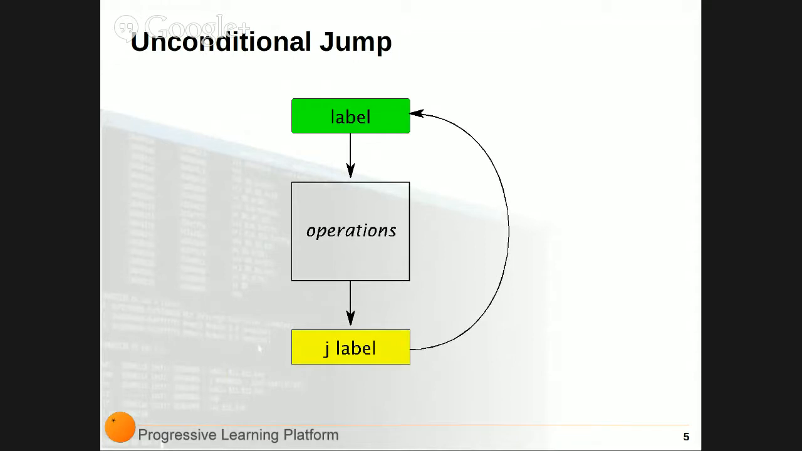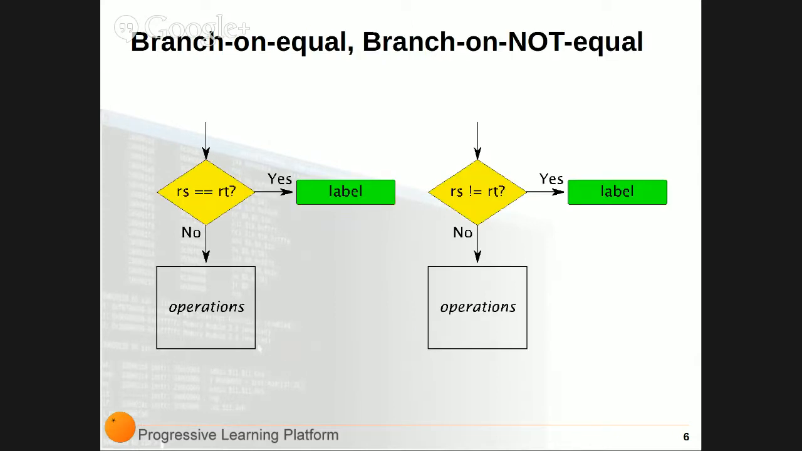Okay, so the first one you saw, right, unconditional jump. So you have a label, and when you have the jump instruction, it jumps to that label immediately. Branch on equal and branch on not equal, you have some conditions that have to be met for it to branch.